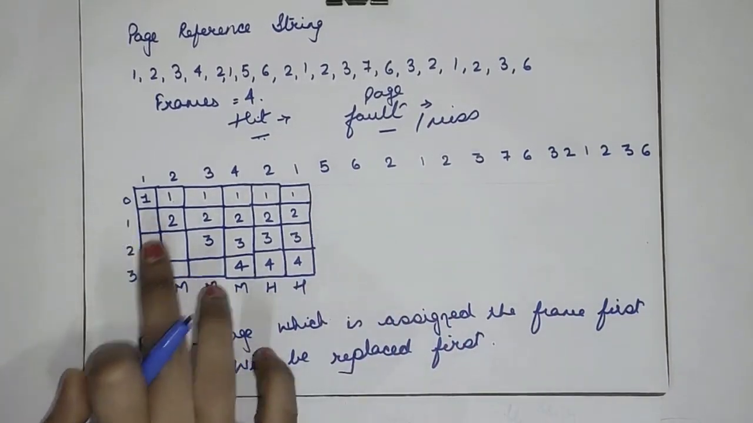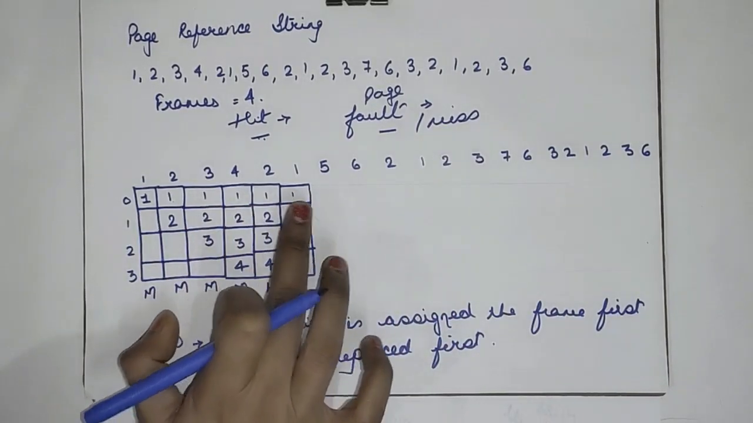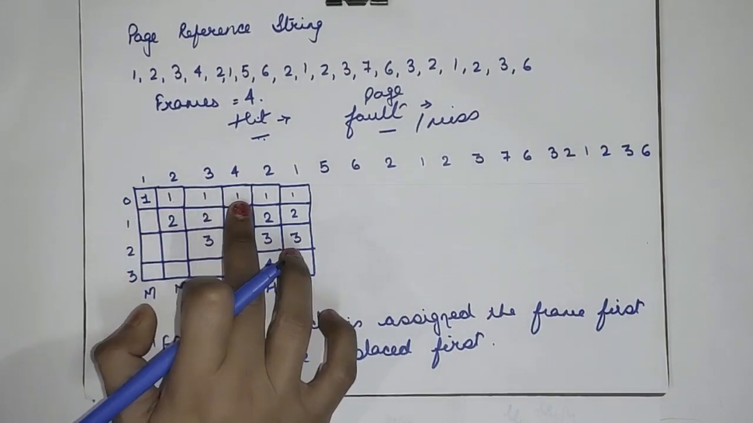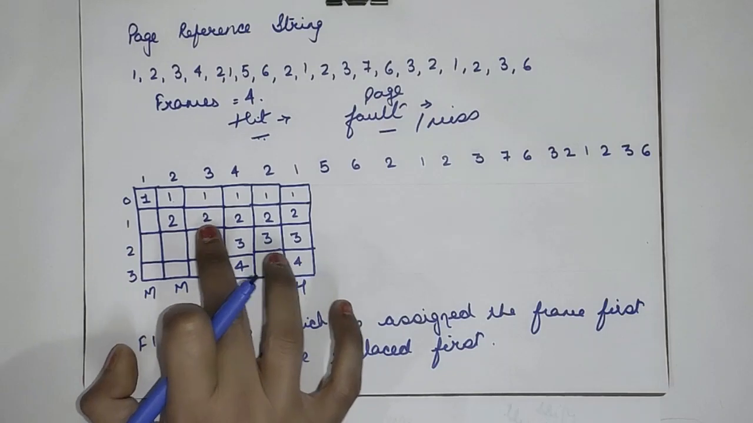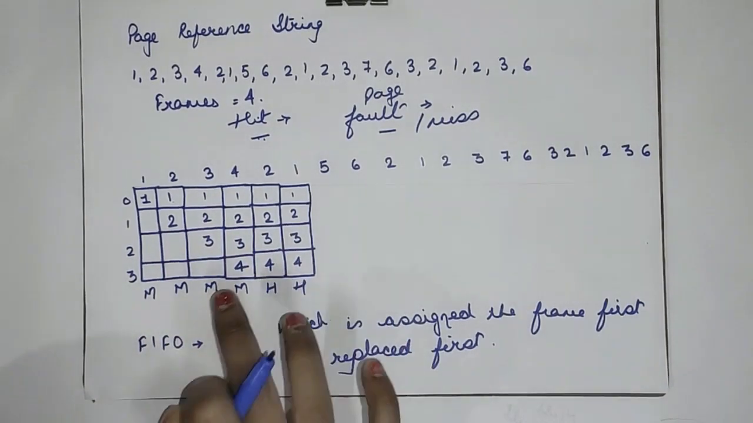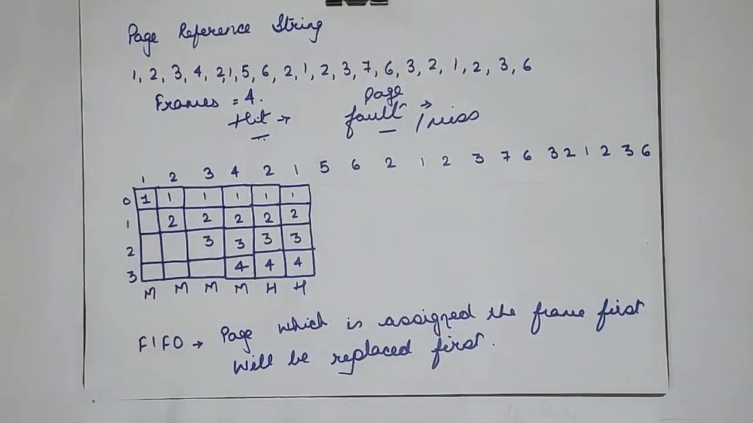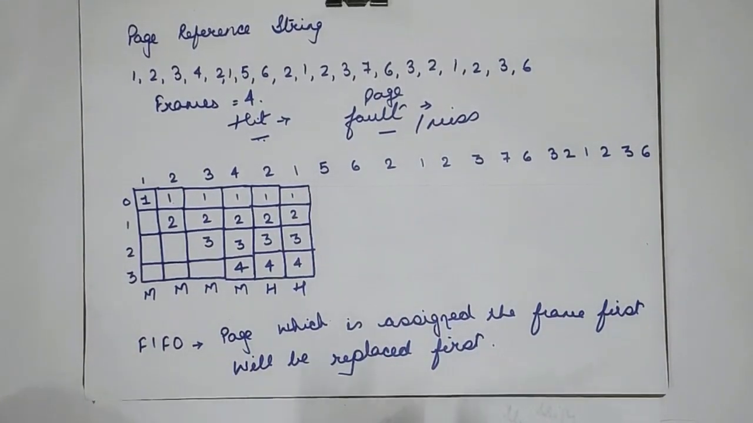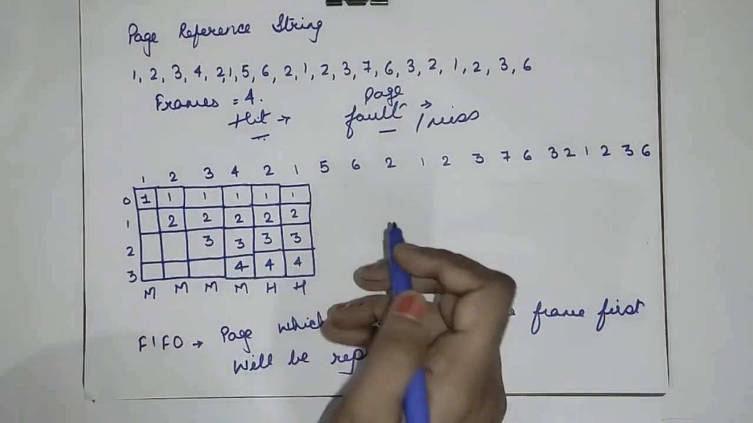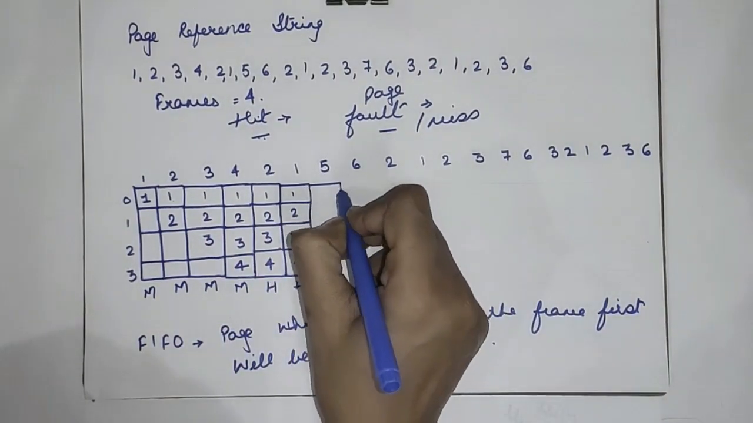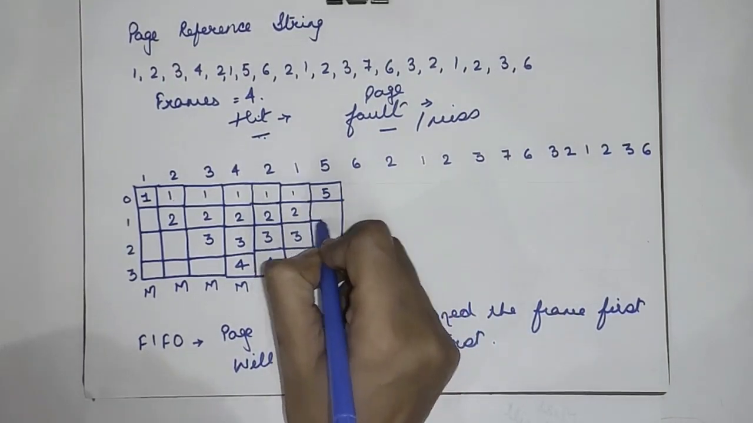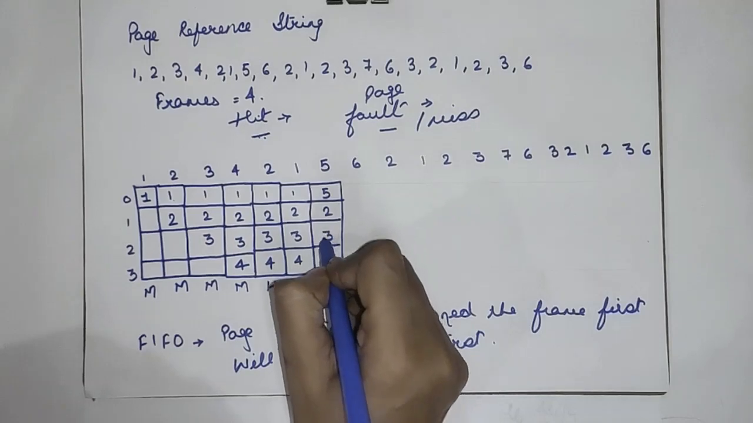Here, as we can see, 1 has been there for the longest duration. Let's count: 1 is there for 1, 2, 3, 4, 5, 6 times. 2 is there for only 5 times. 3 is there for 4 times, and 4 is there for 3 times. So obviously 1 has been in memory for the longest duration. The oldest page over here is 1. So we are just going to remove 1 from the memory, and in place of 1, we are going to insert 5.